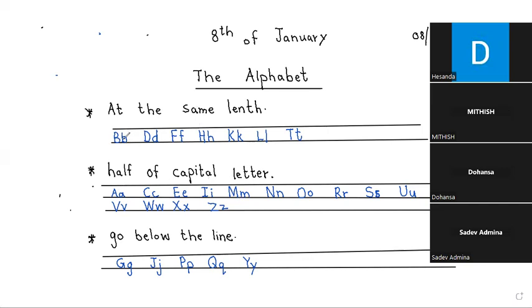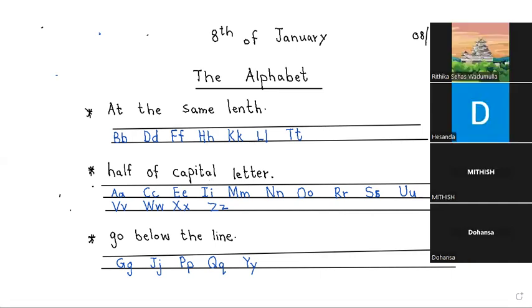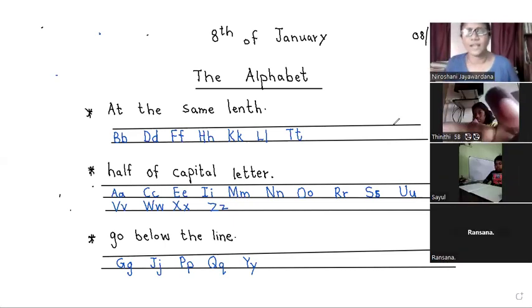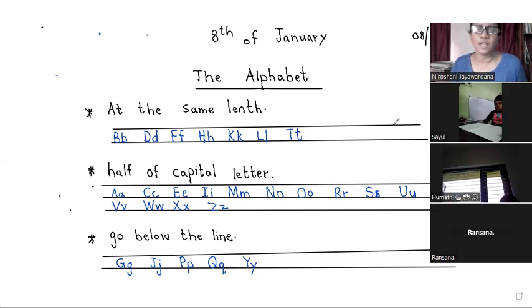Then you know simple B, simple D, simple F, simple H, simple K, simple L, simple T. Those letters are at the same length as the capital letter. These are written at the size of the capital letter. All the others must be written at half the size of the capital letters. Right? See whether you have finished writing, everyone. So then I write. Write the letters neatly and beautifully without them going here and there. Yes Sumit, do you have a question?